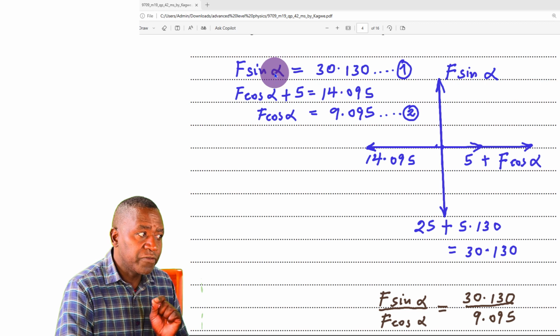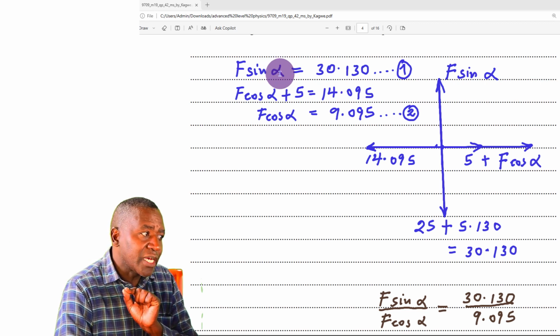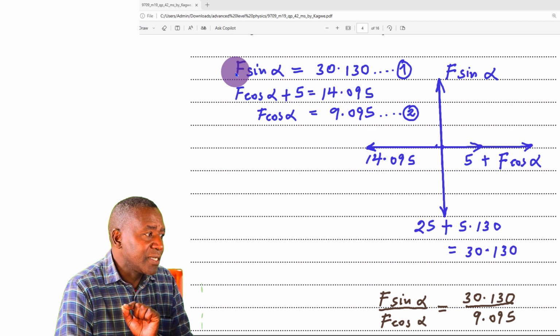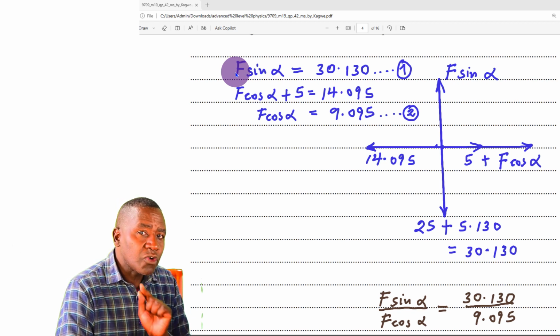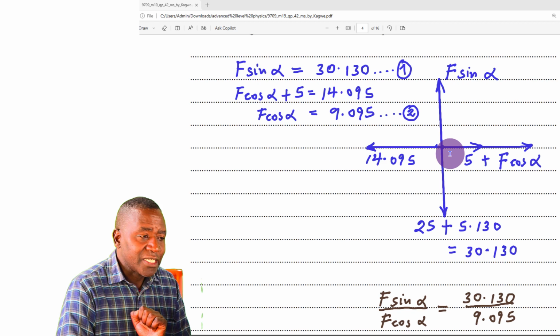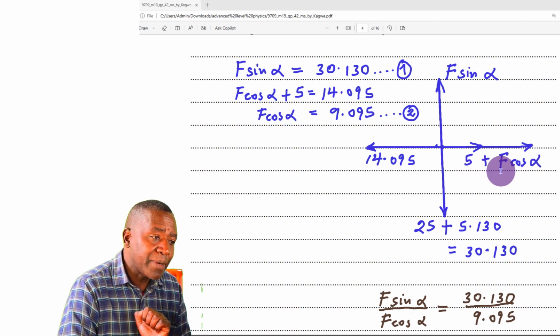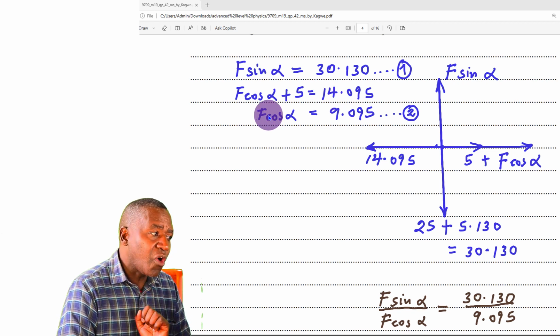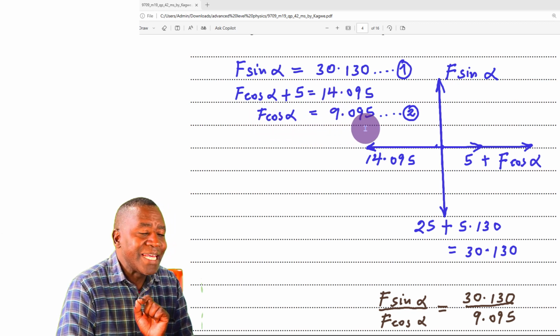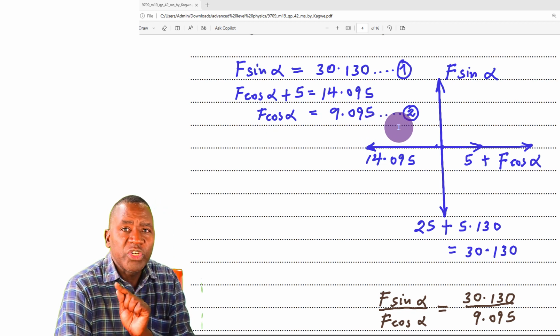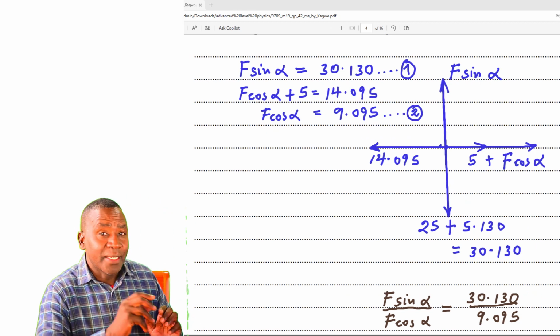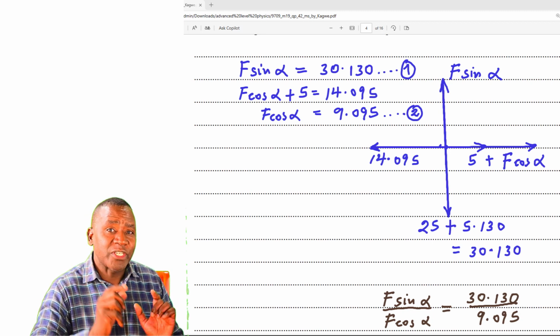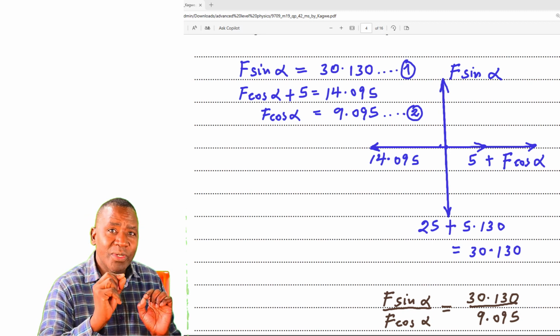You see, you cannot solve this equation because there are two unknowns, angle alpha and F. The next step is to use the other direction. The sum of the forces to the right, which is F plus F cos alpha, is equal to the sum of the forces to the left, which is 14.095 newtons. You equate them with the intention of making F cos alpha the subject, and you call that equation number 2.